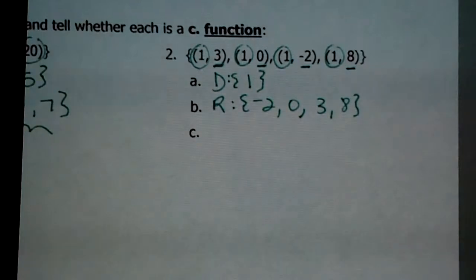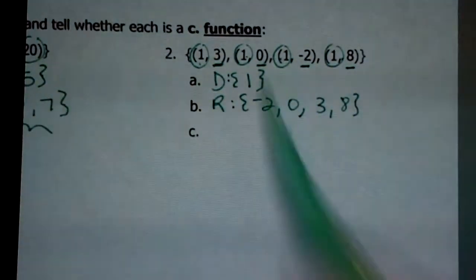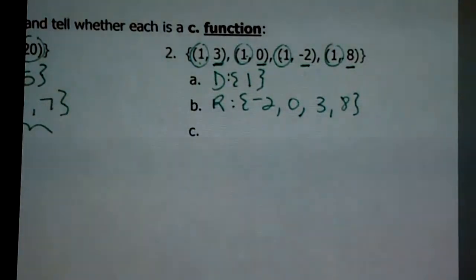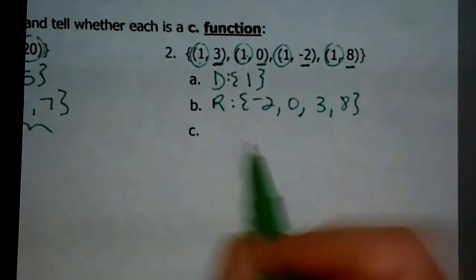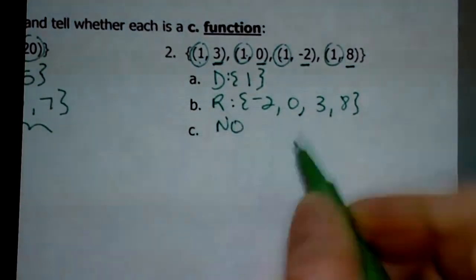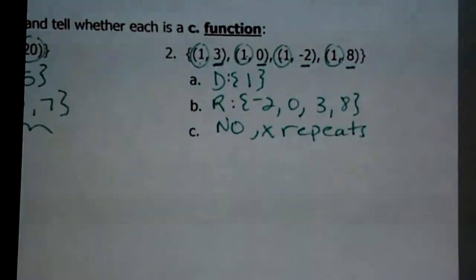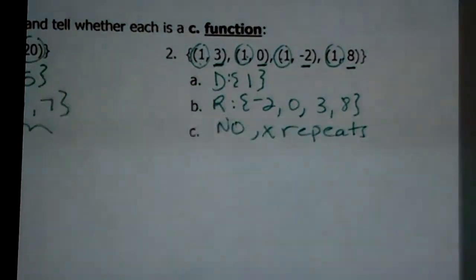Now C asks, is this a function? Do you see how x repeats? X is cheating. There's no function going on. It's not a function, it's only a relation. So we're going to say no, x repeats, not allowed. Okay, look at the table.